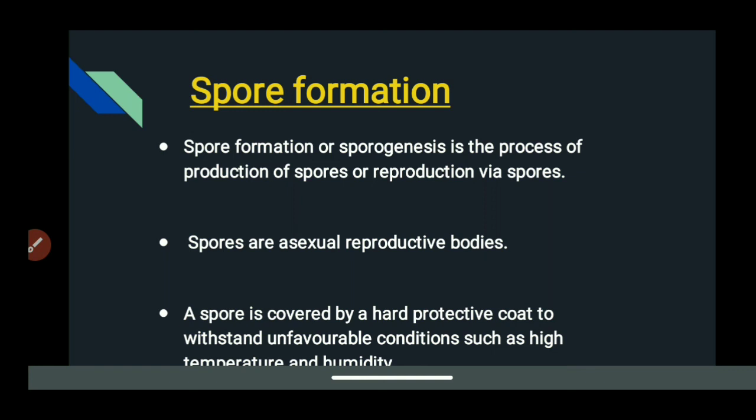Spore formation or sporogenesis is the process of production of spores or reproduction via spores. And this is a simple definition. In spore formation, a spore is formed on the top of the stem, which is circular in shape.